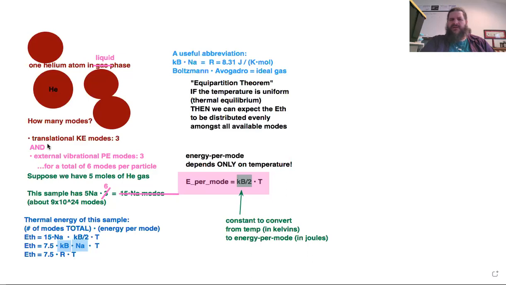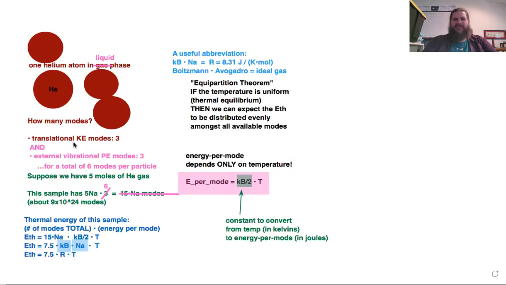I'm including that as the translational kinetic energy modes. Some people list it as vibrational kinetic energy instead of translational kinetic energy. I don't really see much of a difference there because in both cases, it's just in motion. So if you want, you could call this vibrational kinetic energy, but it's still in motion. So I would just call it translational kinetic energy.